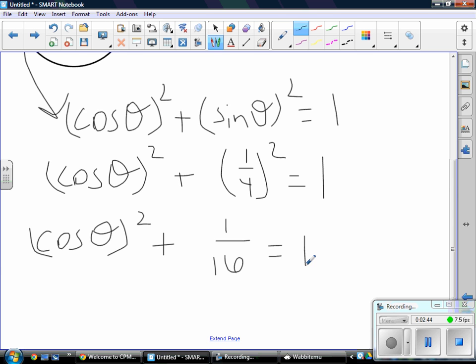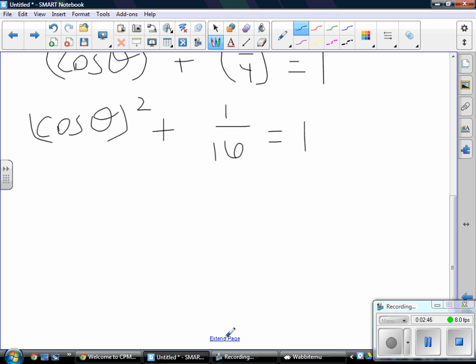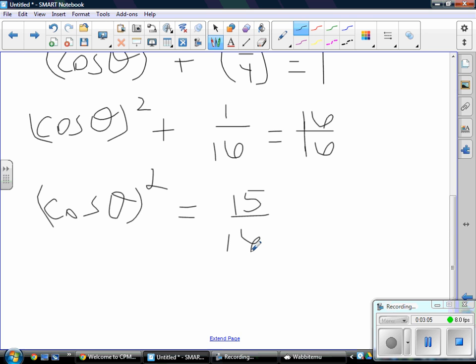How do I get cosine of theta squared by itself? I subtract 1/16 from both sides. Okay, so I can really turn this 1 into 16 over 16. So hopefully that'll help. If I take 16 minus 1, this is going to be 15/16 left over here. Again, we're leaving it in fractions. We want the most exact answer for this problem. So to get rid of my squared right here, I'm going to take the square root of both sides. So that will cancel out, leaving the cosine of theta.